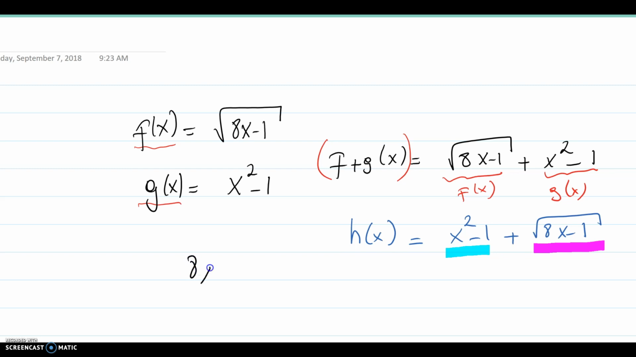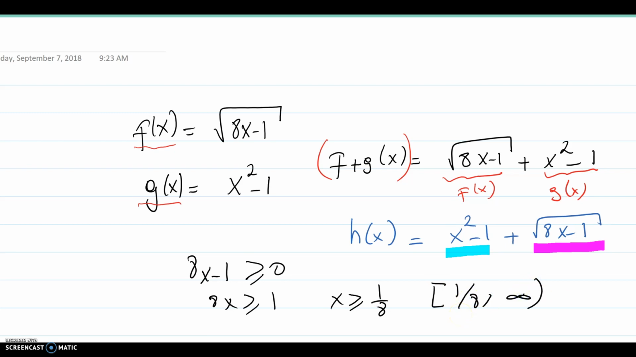And that domain restriction will be 8x minus 1 should be greater than or equal to 0. So then 8x should be greater than or equal to 1, x should be greater than or equal to 1 over 8. And if I want to put it in interval notation, it should be 1 over 8 to infinity, and that will be our solution.